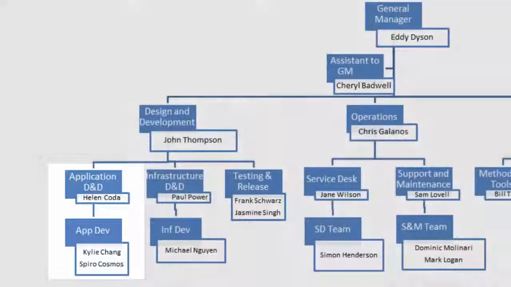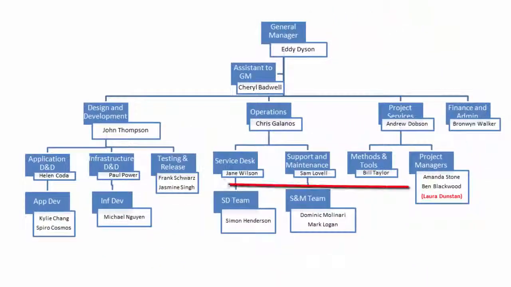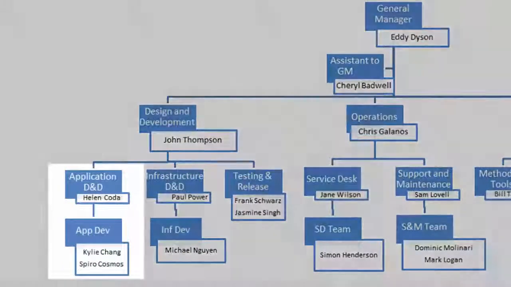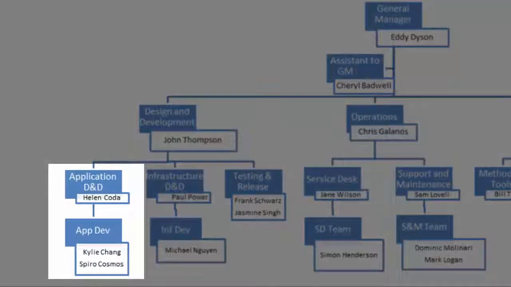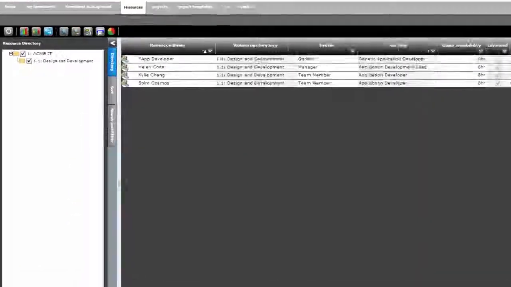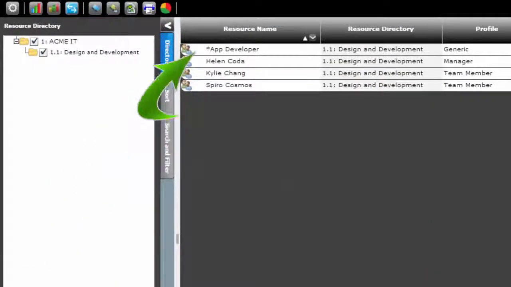When a developer is required for a project task, the project manager makes an advance request to Helen, who is the lead of the team. At the time of the request, Helen may not know which developer will be allocated, depending on other workload and specific skills. So a generic resource called *App Developer has been added to the team and can be assigned tasks.